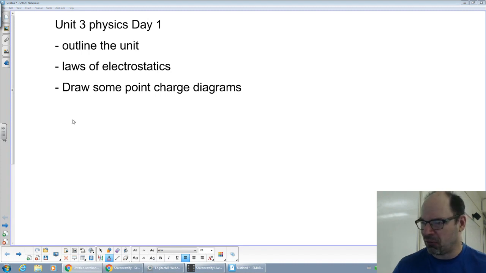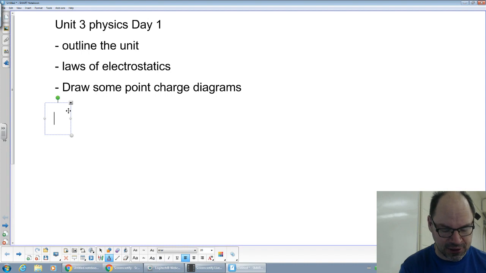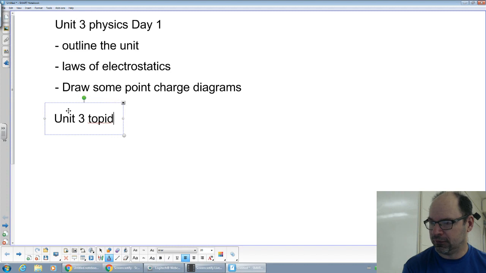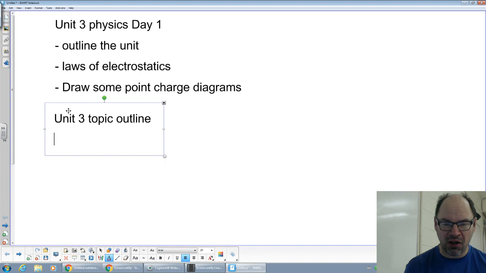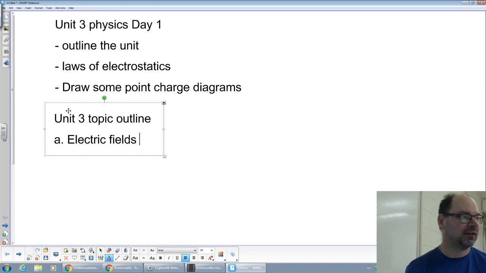So let's go through kind of what the Unit 3 topic outline is, I guess. Okay, so we are going to look at electric fields first. It is a field unit. Okay, back in the day, before they changed the physics curriculum a couple years back, actually this is the second year I'm doing it, so it would have been only a year back. It was the first time I did it.